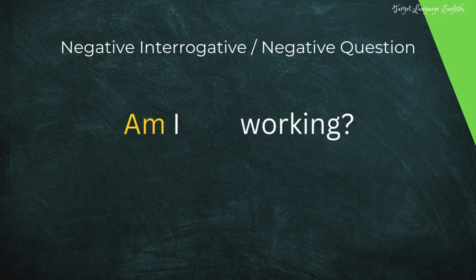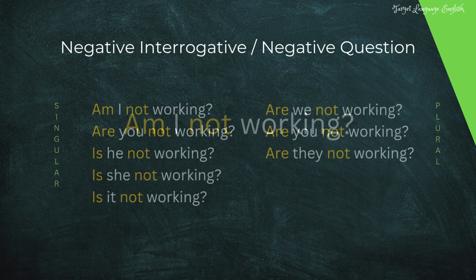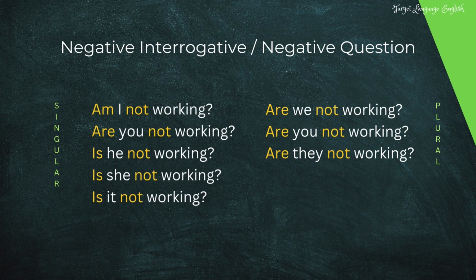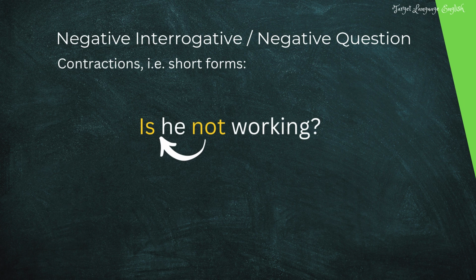To form the negative interrogative or the negative question, we start with the negative and add not between the subject and the main verb. Am I not working? Are you not working? Is he not working? Is she not working? Is it not working? Are we not working? Are you not working? Are they not working?